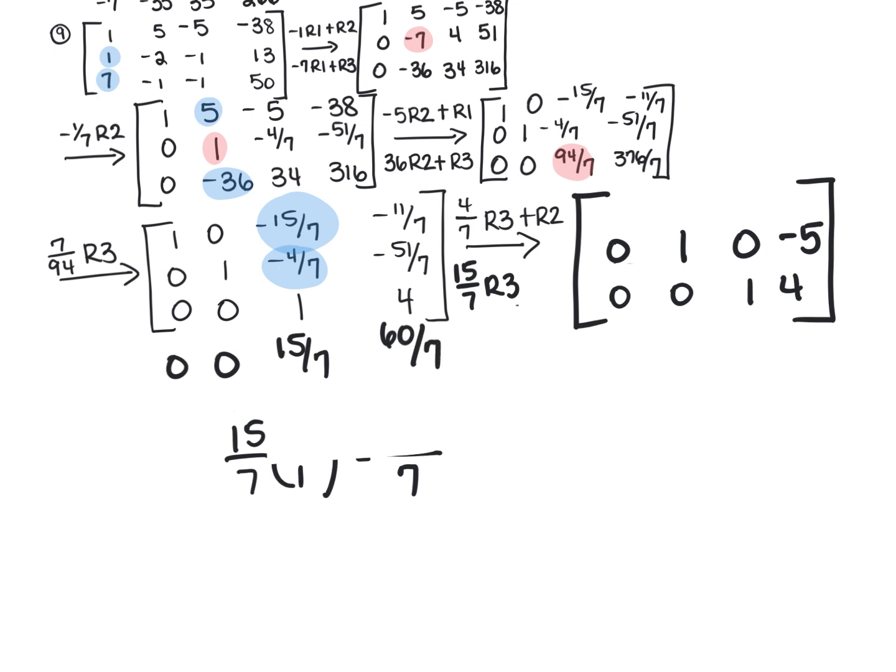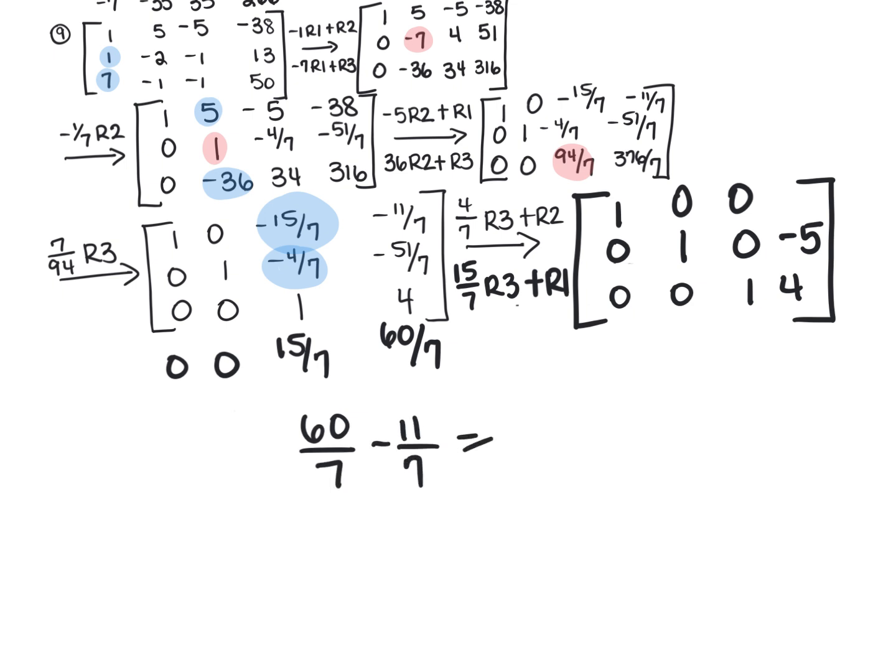So I'm going to erase this out of our way. And we are going to add to row 1. So 0 plus 1 is 1. 0 plus 0 is 0. 15 over 7 minus 15 over 7 is 0. And then I'm going to have 60 over 7, and I'm going to subtract 11 over 7. So if I take 60 minus 11, we're going to end up with 49 over 7, and there we go.